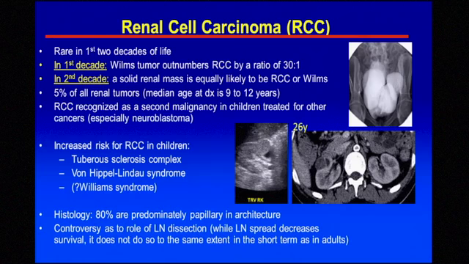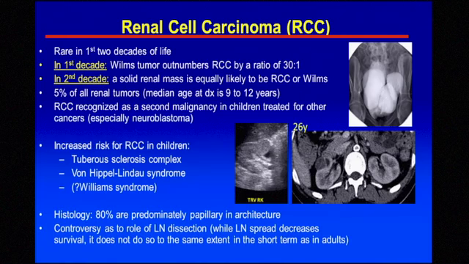Renal cell carcinoma. This is rare in the first 2 decades of life, but does occasionally occur. In the first decade, Wilms tumor outnumbers RCC by a ratio of 30 to 1, but in the second decade, a solid renal mass is equally likely to be RCC or Wilms tumor. This comprises 5% of all renal tumors in children, with the median age of diagnosis between 9 and 12 years. It is recognized as a second malignancy in children who have been treated for other cancers, particularly neuroblastoma.